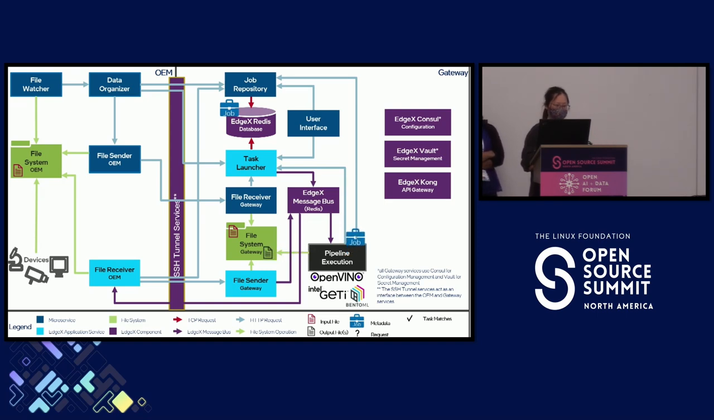As the pipeline runs its inferencing, it'll write any output files to the file system and send the results back to the task launcher. Because there are files to be written, we'll get that to the file sender gateway and send them to the file receiver OEM. And then we'll get those output files and write them back to the file system.